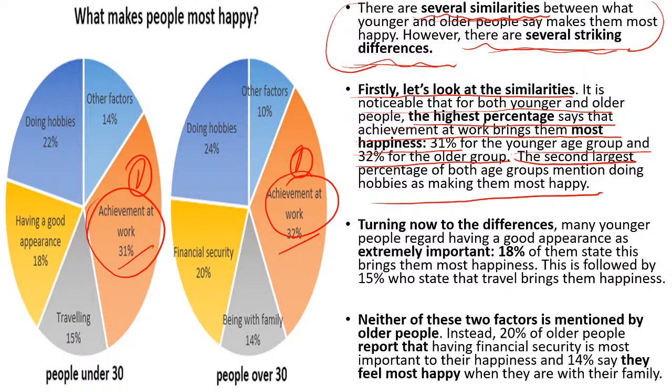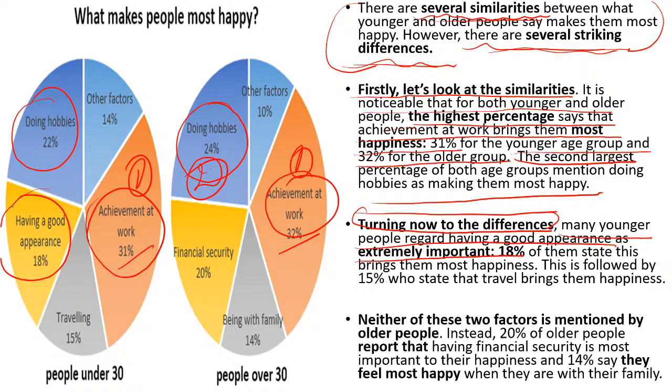So this is their second activity that they really love to do. Turning now to the differences, many younger people regard having a good appearance as extremely important, at 18%. So 18% of them state this brings them the most happiness. This is followed by 15% who say travel brings them happiness.